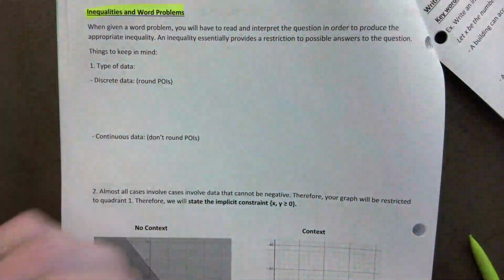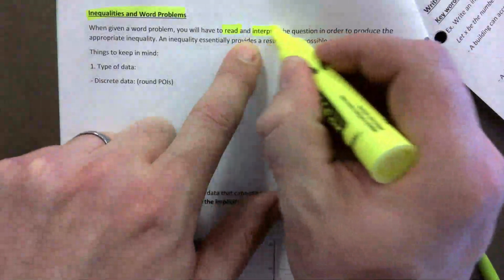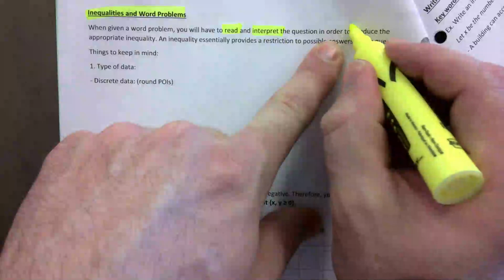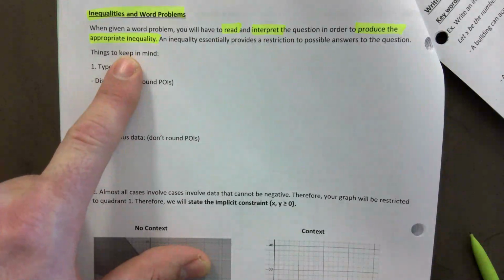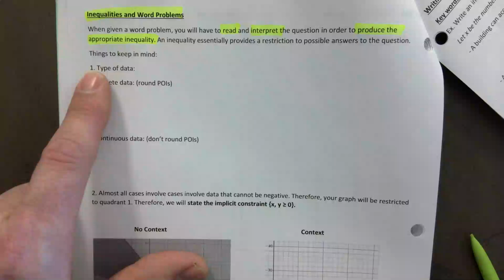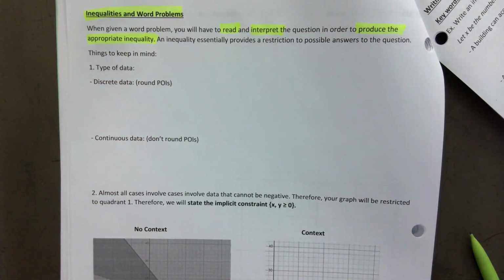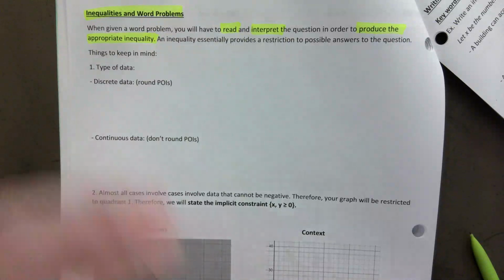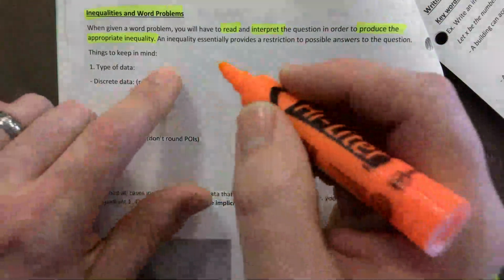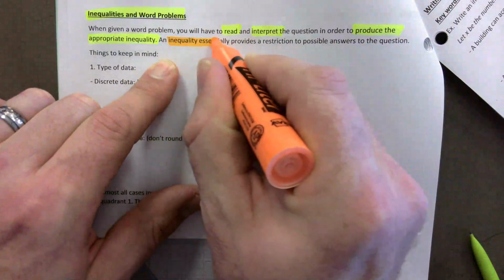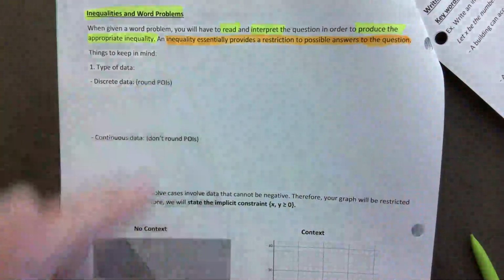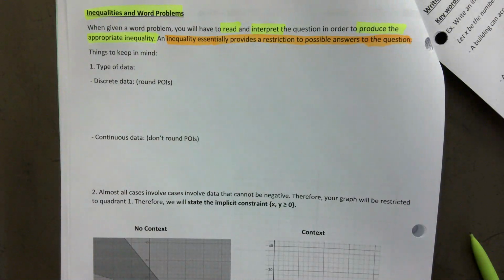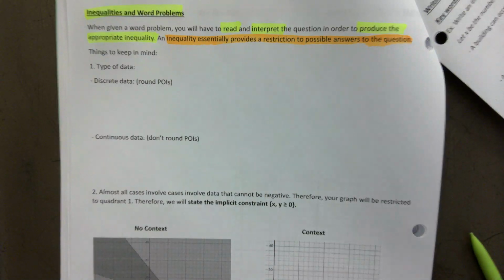When given a word problem, you'll have to read and interpret the question in order to what? Produce the appropriate inequality or inequalities. Right? So you're going to have to be very careful there. So what does an inequality do, folks? What does it really do? An inequality essentially provides a restriction to a possible set of answers to a question. So it kind of says you can't take everything. You have to kind of restrict it to this pane, right? Either above or below the line.